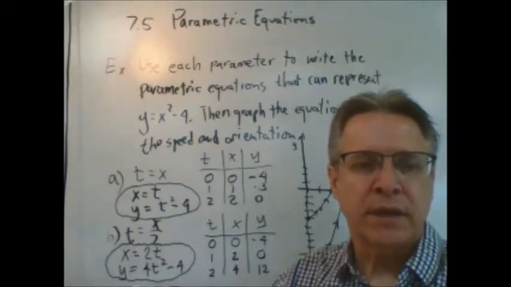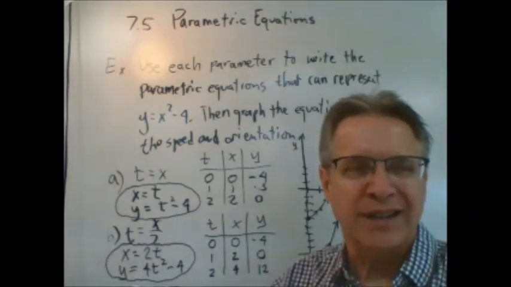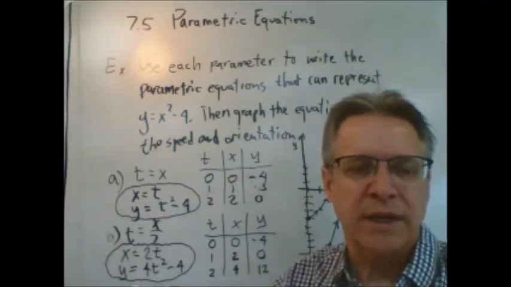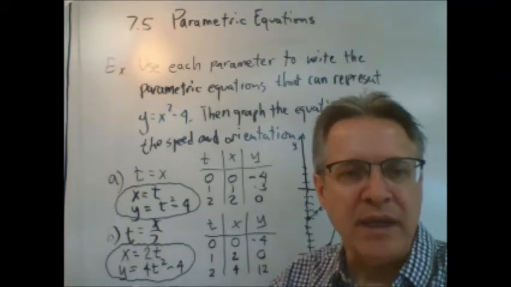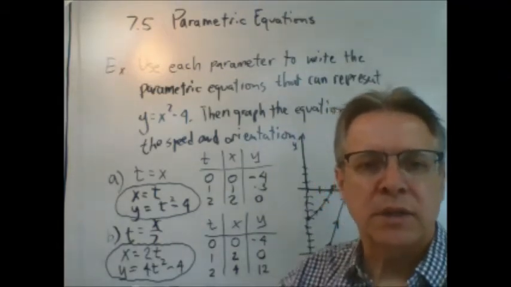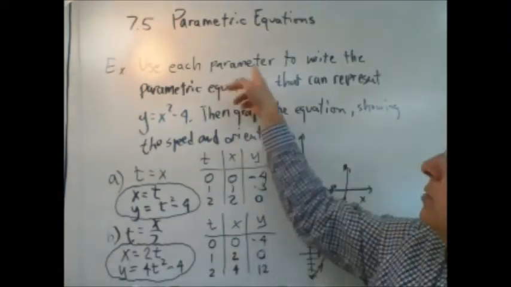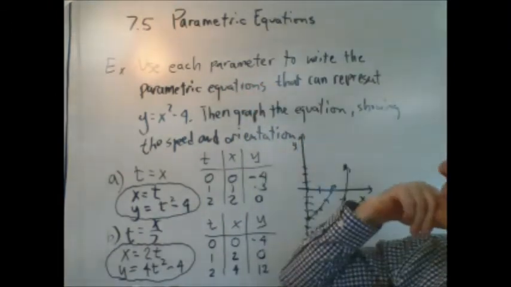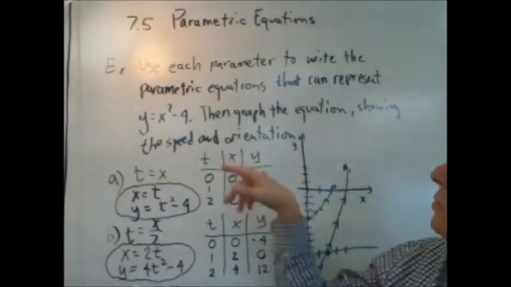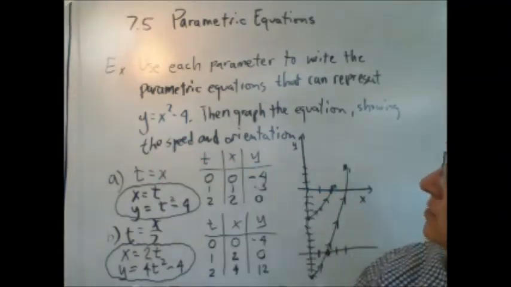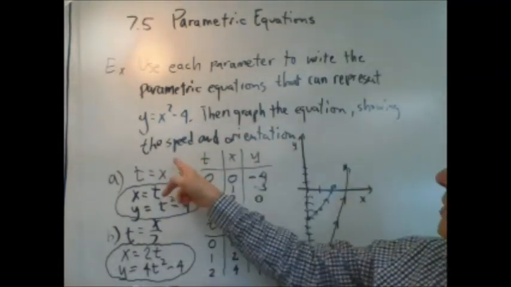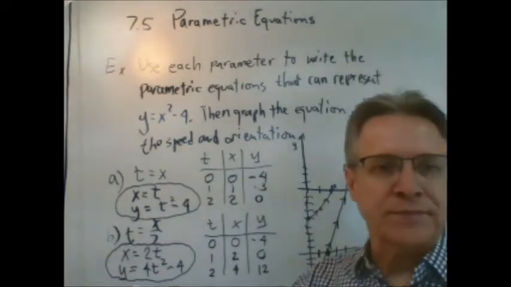This particular example will give you a little more practice with the orientation, so the arrow directions, and also the speed of the parametric equation. So let's get right to it. The example asks us to use each parameter to write the parametric equations that can represent y equals x squared minus 4 and graph the equations showing the speed and the orientation.